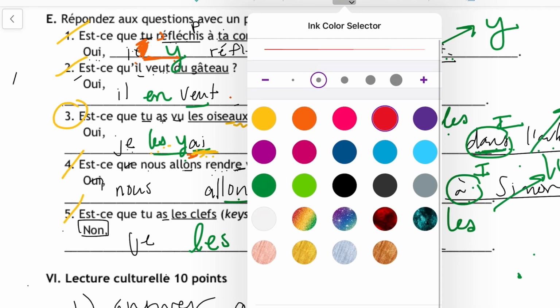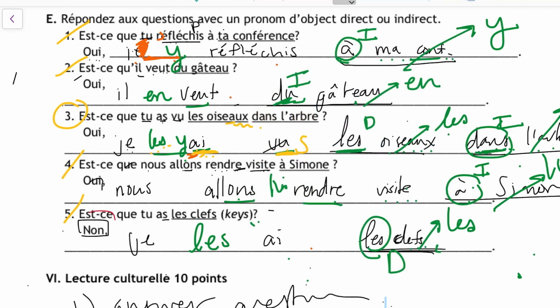Okay, then the last thing I want to do is, of course, add in my ne pas. This is the only one that needs it. It goes directly after my subject and directly after my first verb. Je ne les ai pas. I don't have them. Je ne les ai pas. If I needed to put this in the other tenses, it would go here, here, here, here, and after the first verb. Here, here, here, here, and I've already done it here.